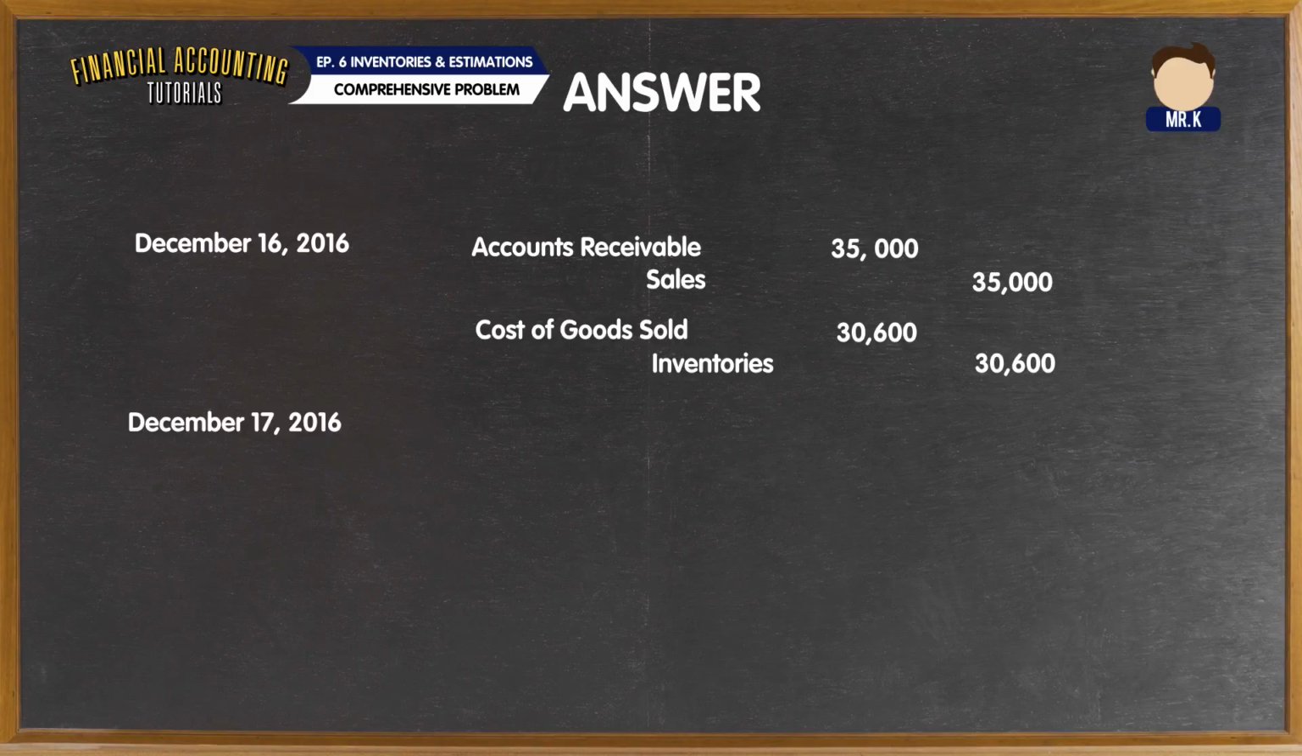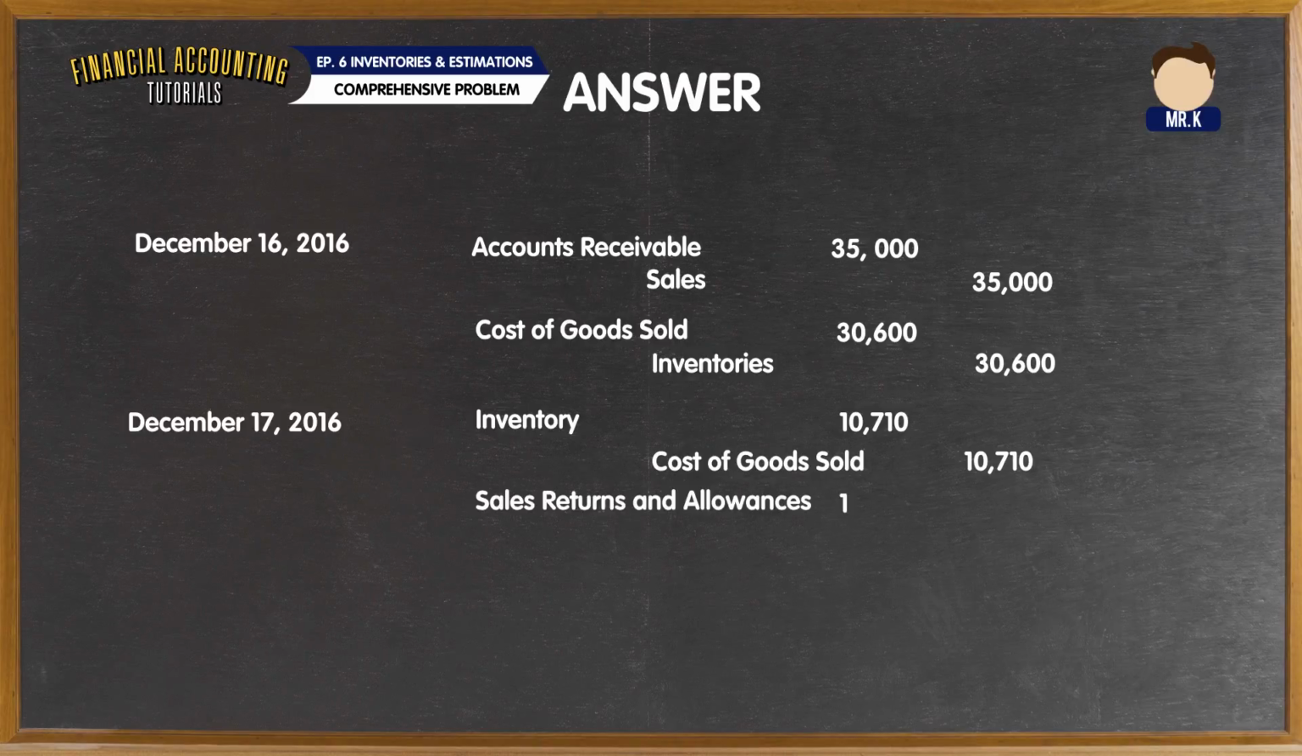On December 17, 2016, inventory is debited at an amount of 10,710 pesos and the cost of goods sold is credited at the same amount of the inventories. We also debit our sales returns and allowances of 12,250 pesos and credit accounts receivable of 12,250 pesos.